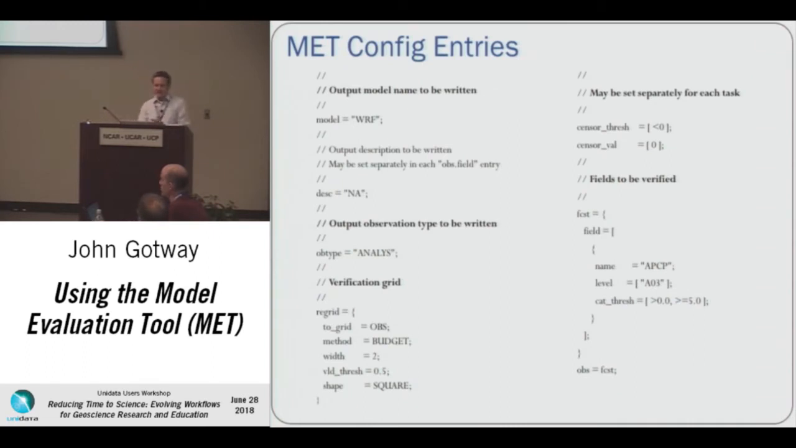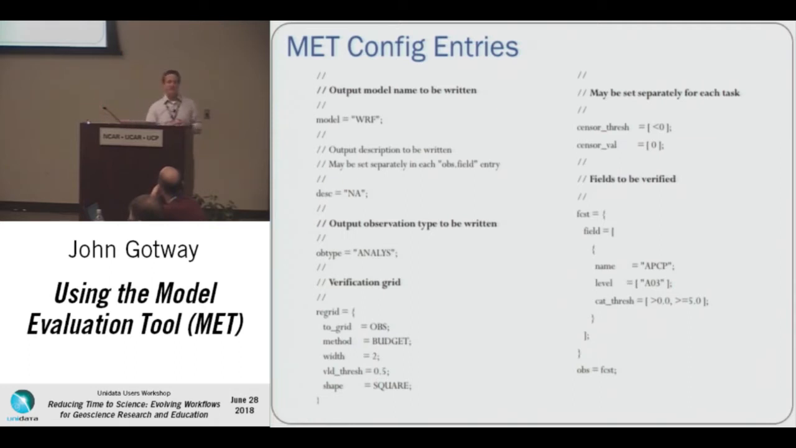So lots of options, and those options are controlled by ASCII configuration files in MET. And here I have just a sample of a handful of config options that are available in the MET tools. Some of them are pretty mundane. For example, the model, the description, and the ob type. These are just string literals that the user specifies in the config file, and all we do is write them to the output file.